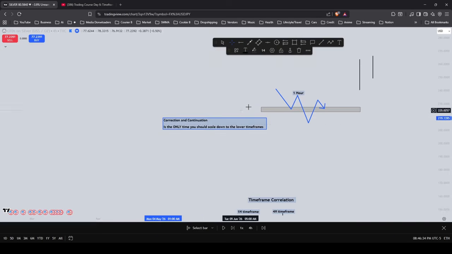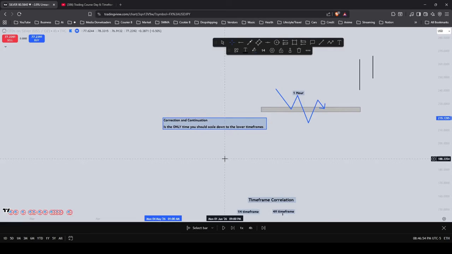A correction and a continuation is the only time, I repeat, you can screenshot this too, a correction and a continuation is the only time you should scale down to the lower time frames. You should not just be trading on the lower time frames just because price is moving here, here, here, there. You think it's got market structure. No, don't do that. Don't lose your money.